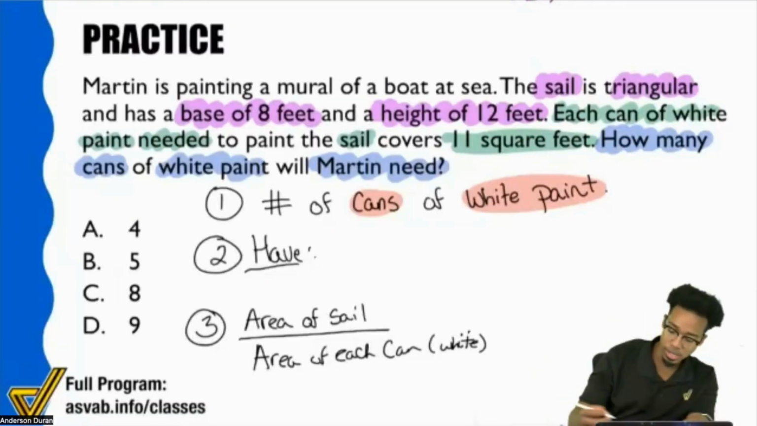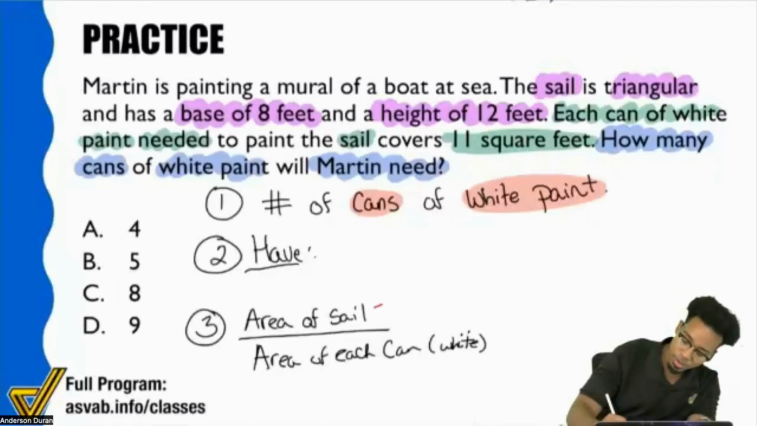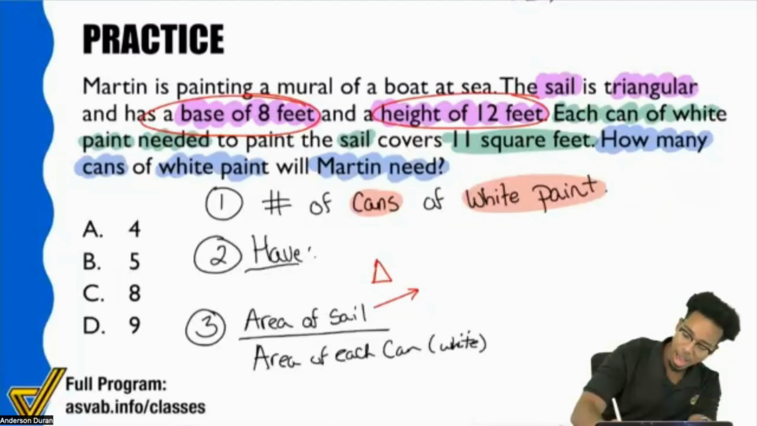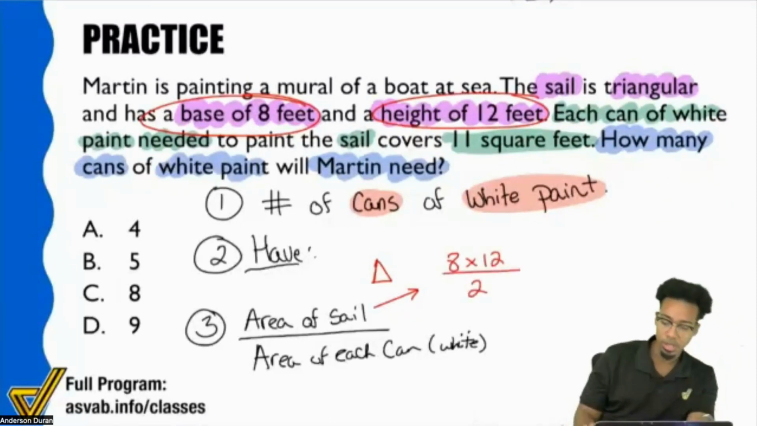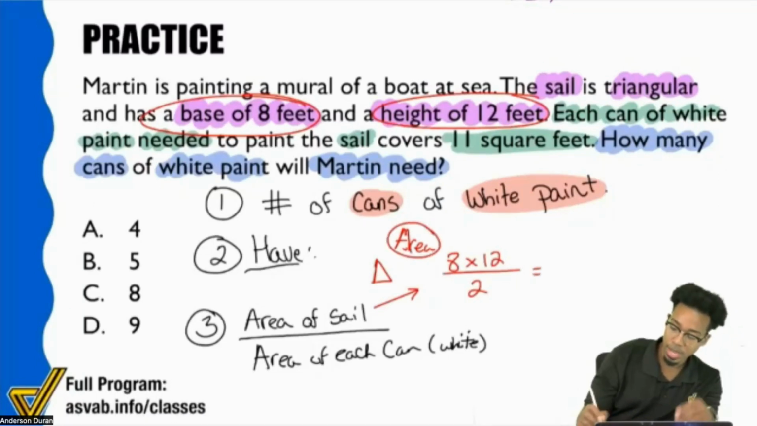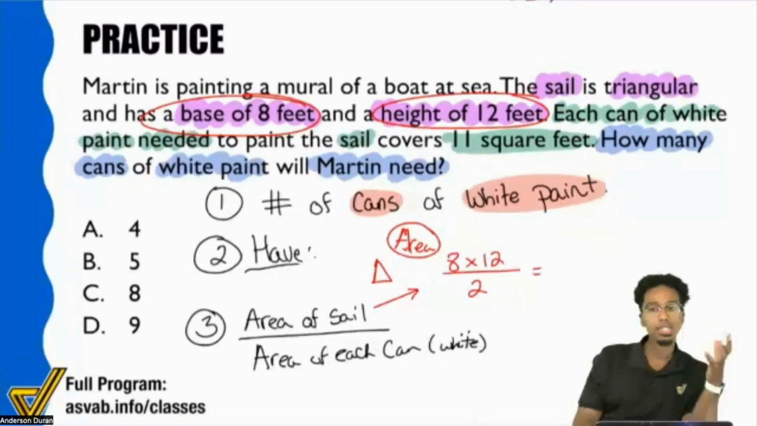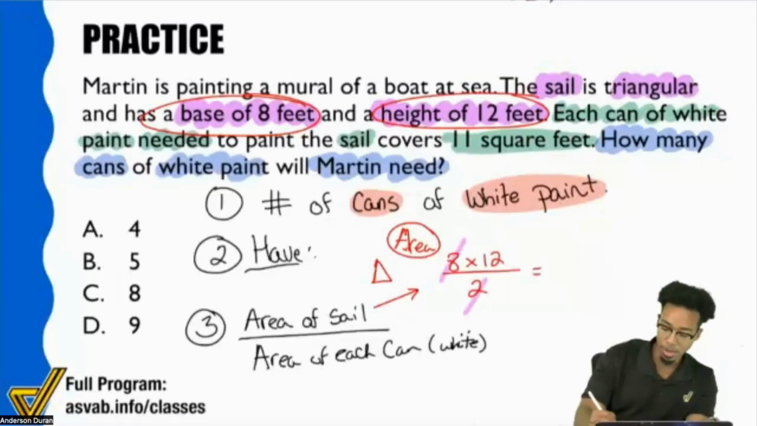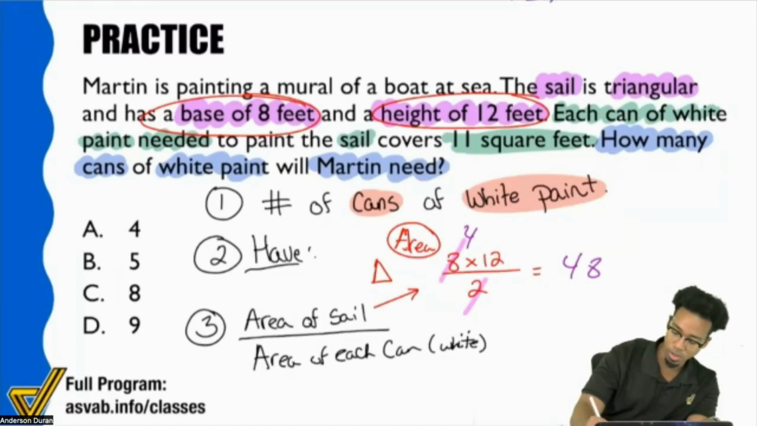So there it is. In doing that, the area of the sail is a triangle, and we're given a base of 8 and a height of 12. So we can say 8 times 12 over 2. That's the formula for the area. So 8 times 12 over 2 is 96 divided by 2, or you can simply say 8 divided by 2 is 4, and 4 times 12 is 48.